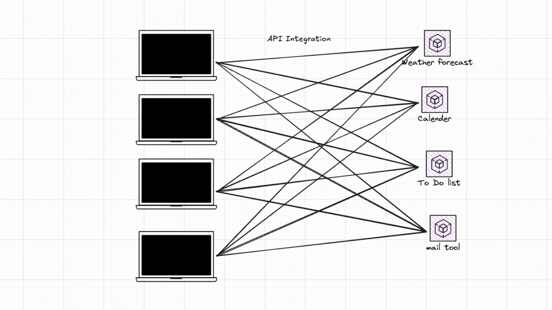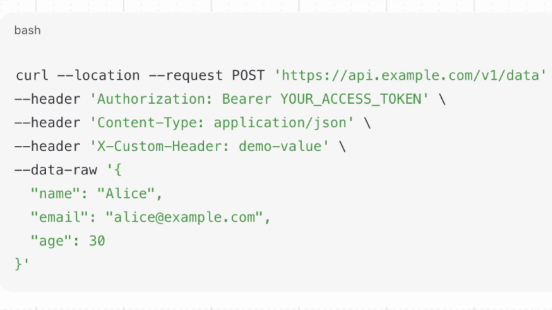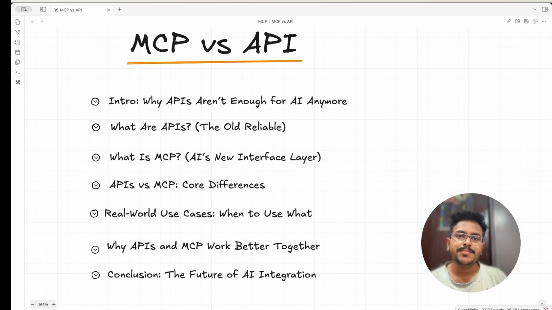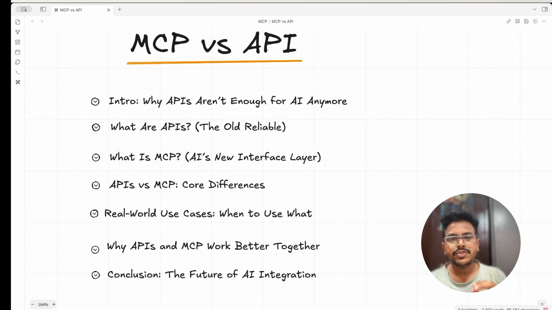That means end-to-end integrations for M apps and N tools. Let's say you have 5 AI apps and 10 tools. That's 50 separate integrations, each one with its own code, maintenance, and bugs to fix. That gets messy fast. But with MCP, you only build each connection once. One client per app, one server per tool. Now it's just 5 plus 10, 15 connections. Much simpler.